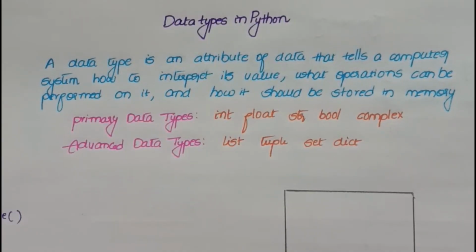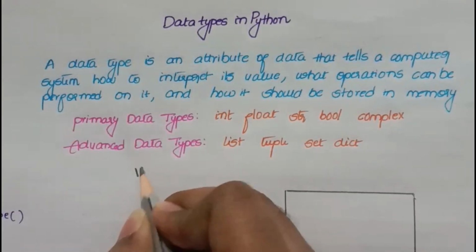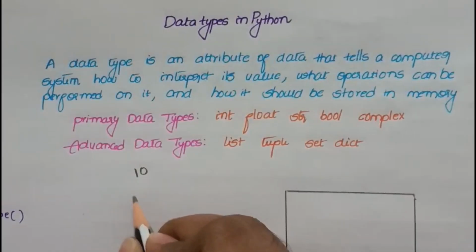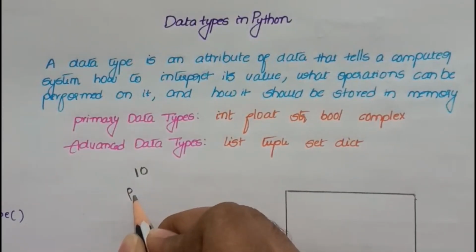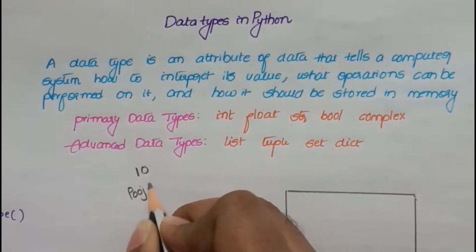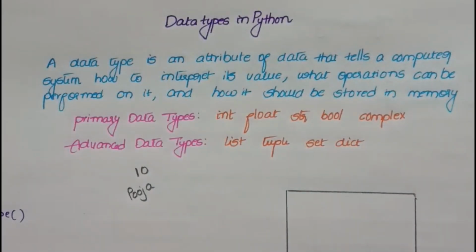In this video, we are going to discuss different types of data types available in Python. Actually, in the real world, what is data? It can either be a simple number or the name of a person, let's say Pooja, like this. Anything from the real world is known as data.